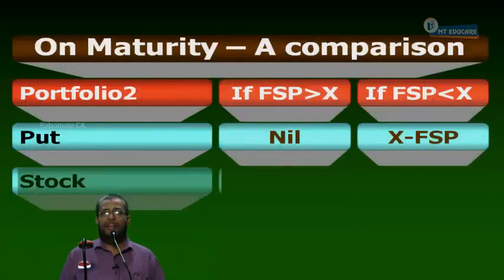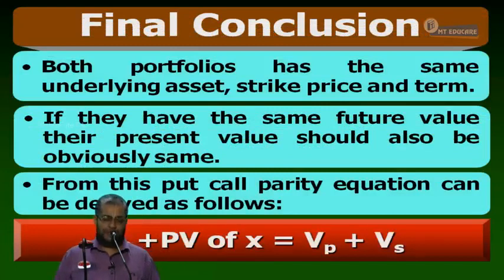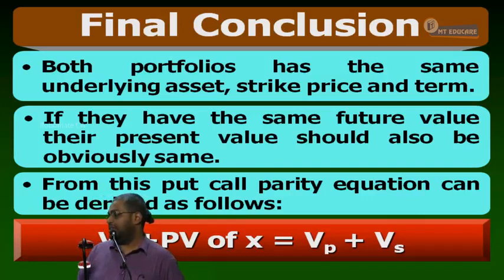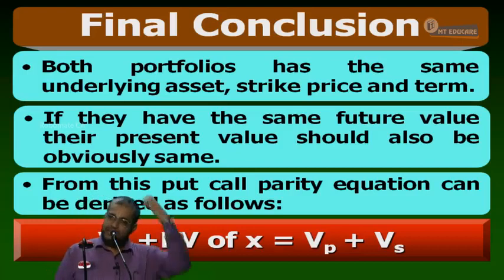Right below that, the equation, copy this. Write down VC plus PV of X. The equation is VC plus PV of X is equal to VP plus VS.